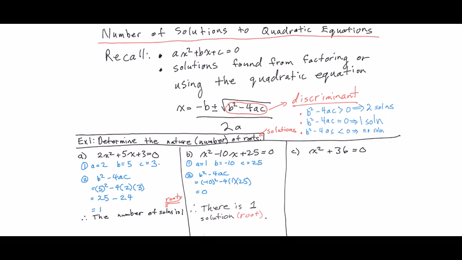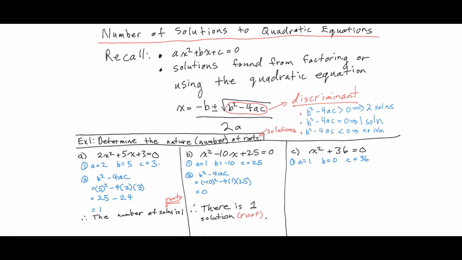For the last problem, for our first example, we have x squared plus 36. Pause the video, try this solution, and then we'll see what we get. So for this problem, we had a small trick. You notice that there was no b term, so we must say that our b value is 0. A is still 1, and the final value, c, is 36.